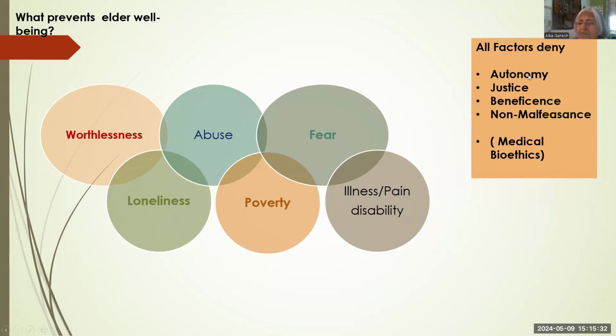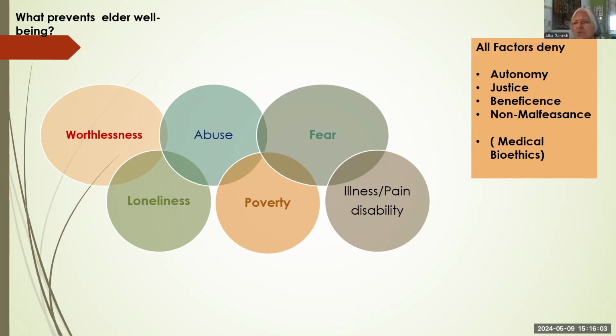And we have these four principles of bioethics: autonomy, justice, benevolence, and non-maleficence. And if you look at it, an elderly person has very little autonomy because he's just not able to exert himself. Justice, there's a thing called ageism.